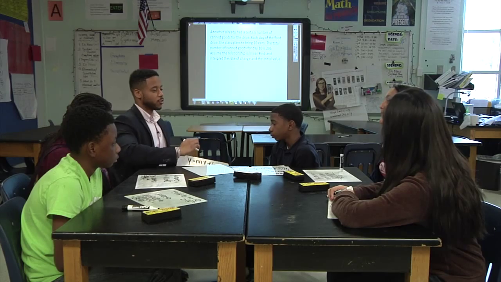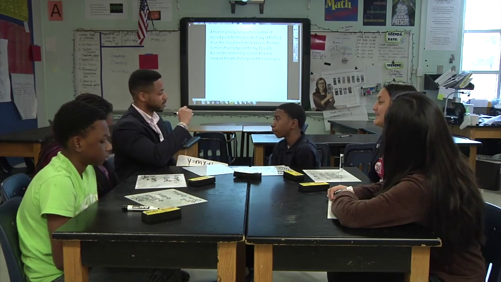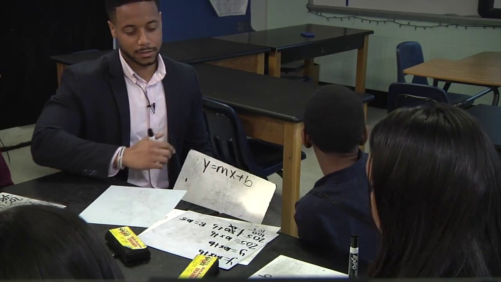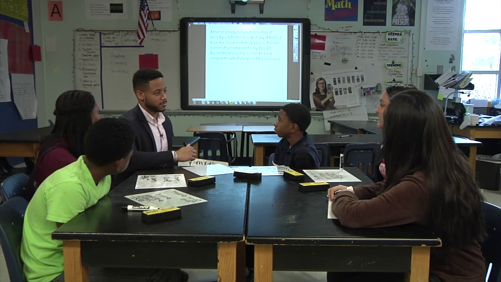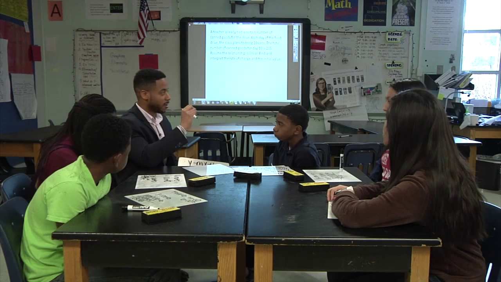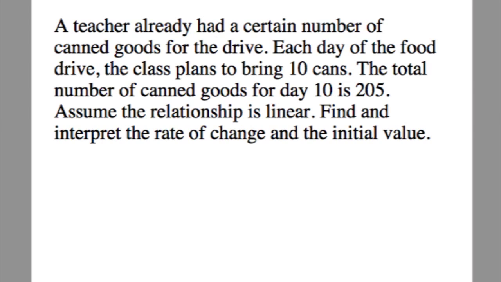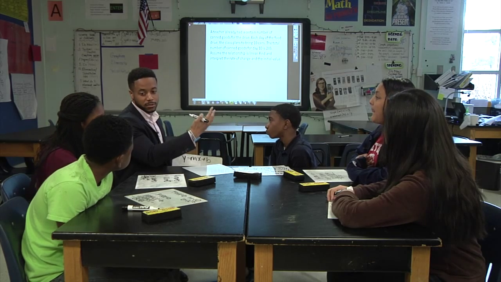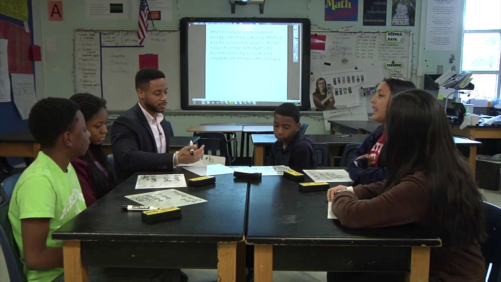Good. All right, so for this situation, what does 105 mean? How many cans they brought? They started off with the first... Good. All right, how many cans the teacher started off with? Because look at that first sentence. It says a teacher already had a certain number of canned goods for the drive. So that 105 is the number that she had when she started the can drive.